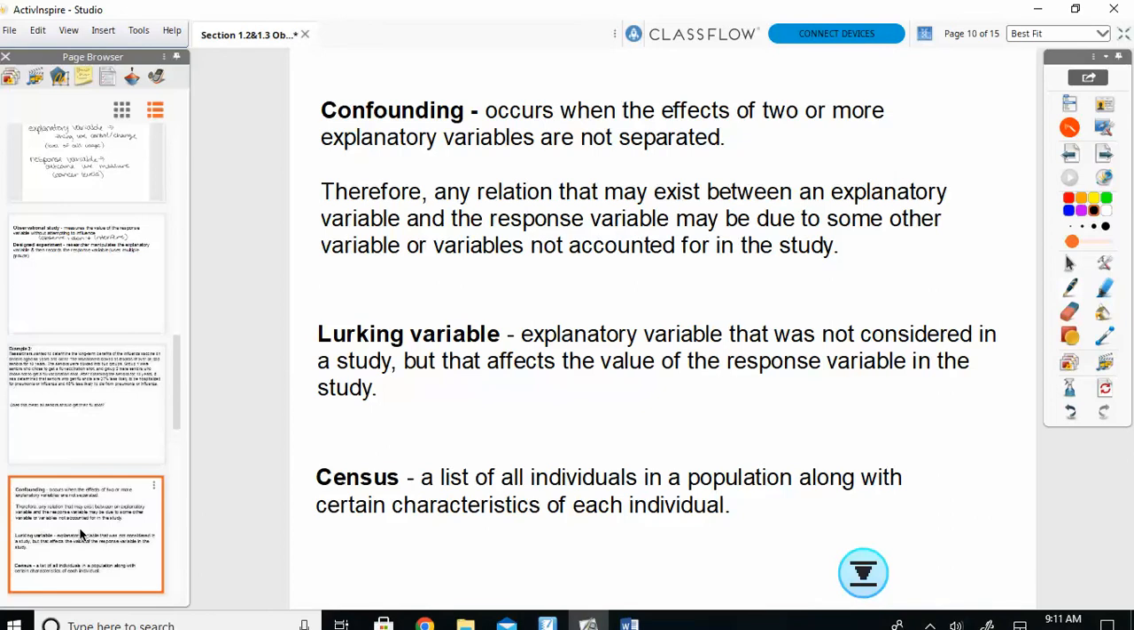So this takes us into some different terms, some things to keep in mind. Confounding. It occurs when the effects of two or more explanatory variables are not separated. So I could be looking at if they got their flu shot and if they go to the doctor. There is really no way to separate those two things. I didn't separate it out. So I don't know what was caused by getting that vaccine and what was caused just by the fact that you go to the doctor on a regular basis. I can't separate those effects, so there's confounding going on.